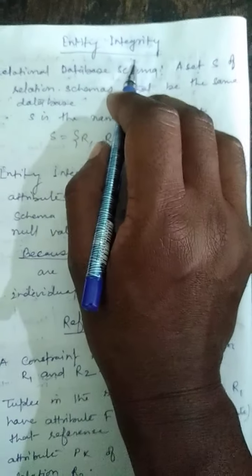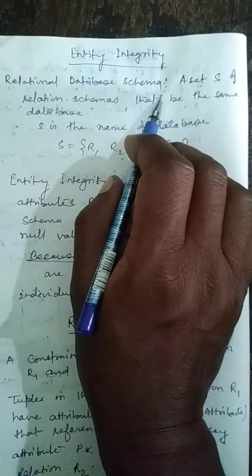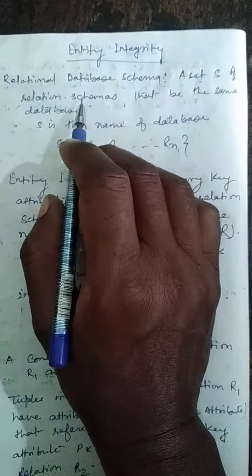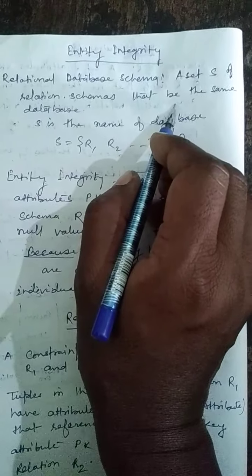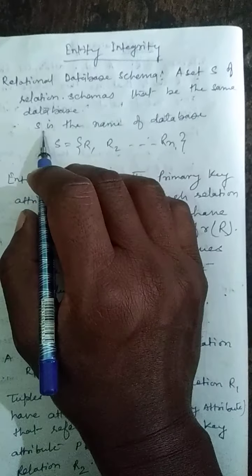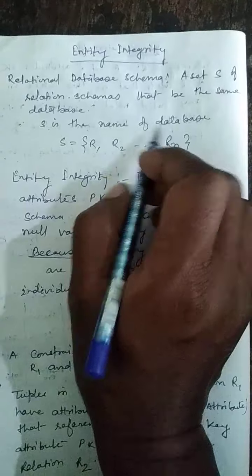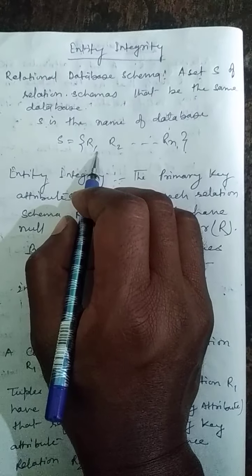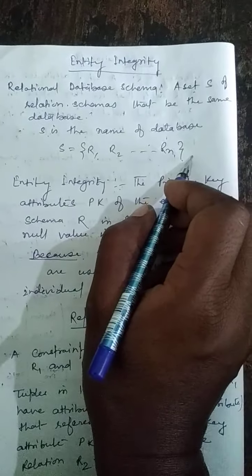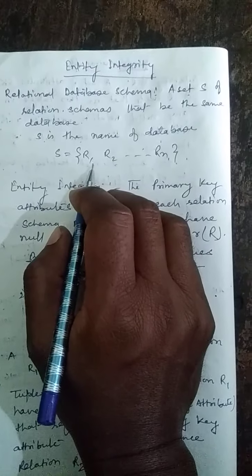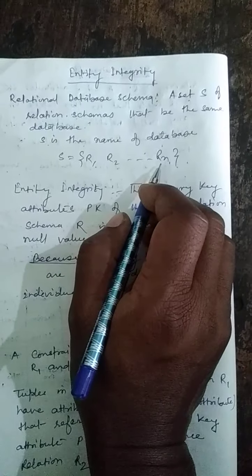Entity integrity. Relational database schema: a set S of relation schemas that belong to the same database. S is the name of the database. S equals R1, R2, ..., Rn, where R1, R2, Rn are relations.